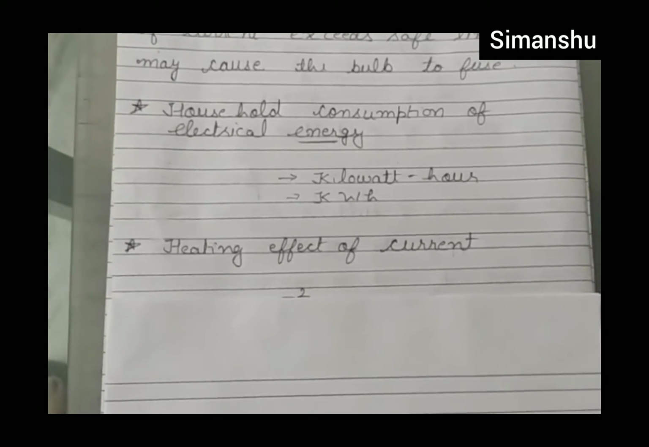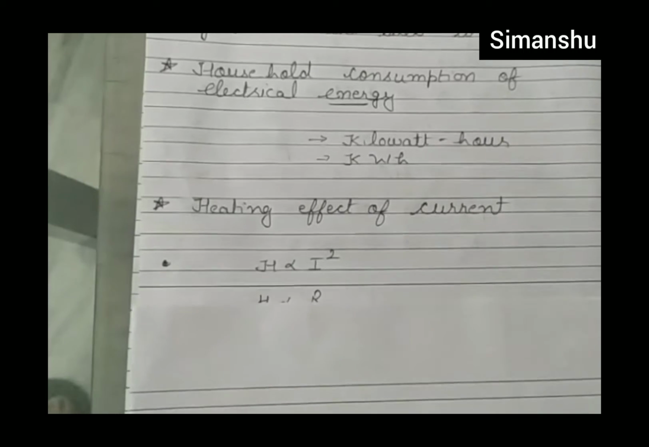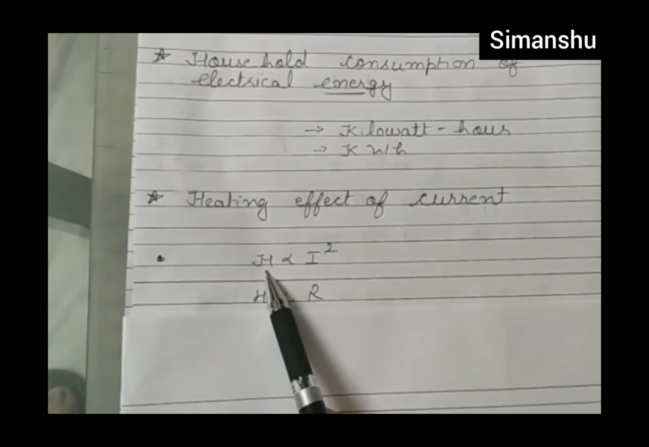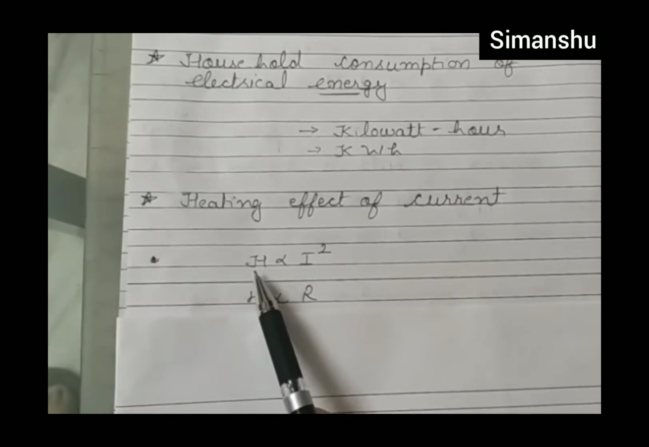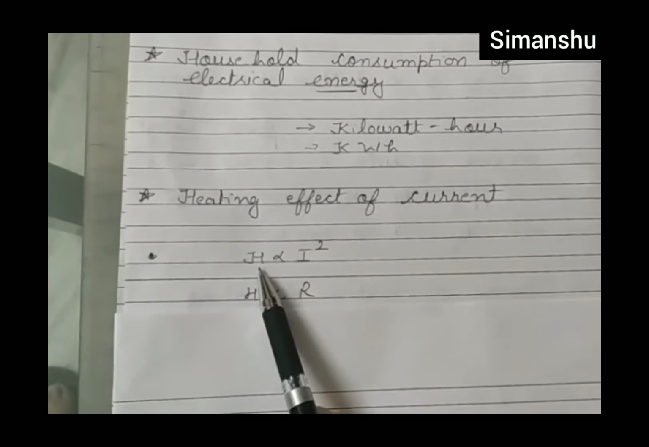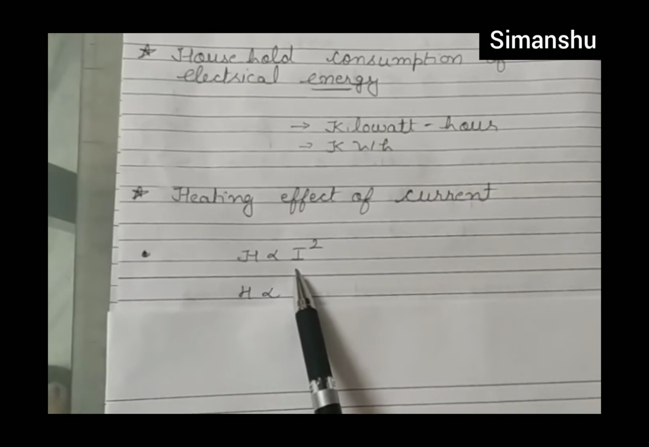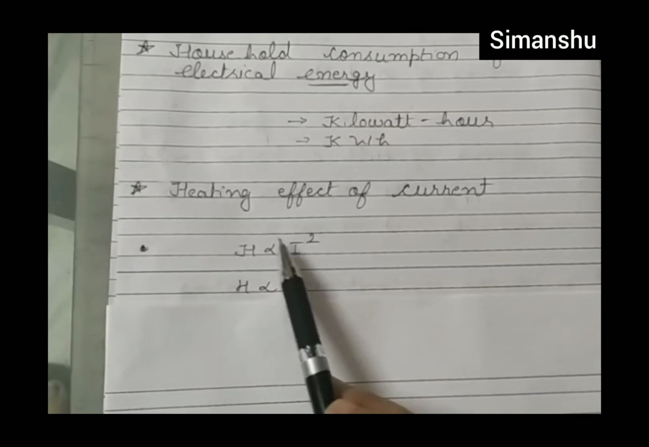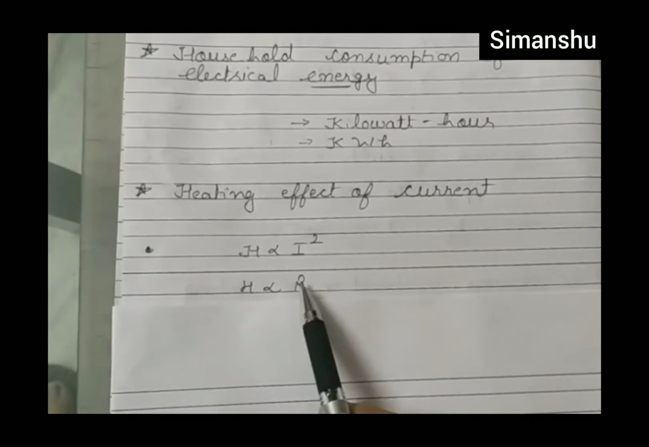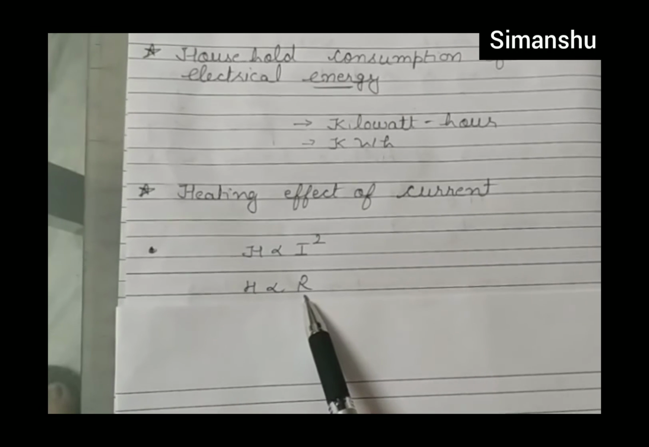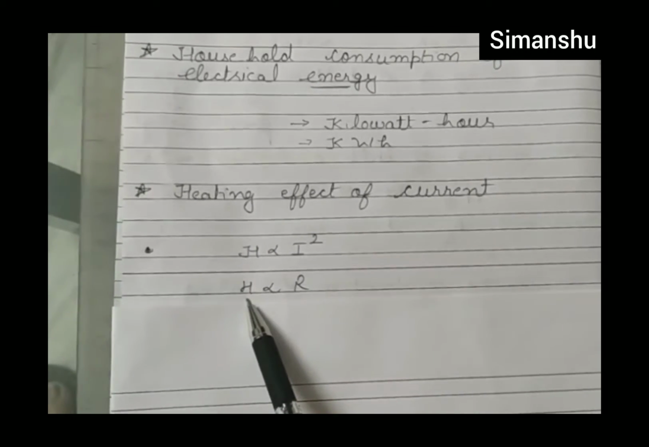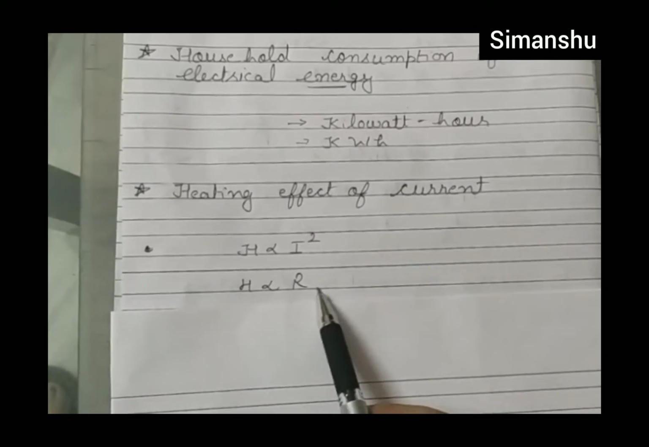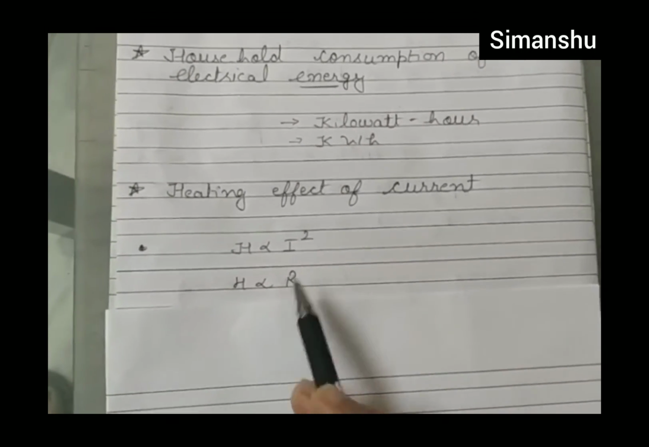Why? Because of the resistance offered by the positive ions within the conductors used in it. So let us derive an expression for it. The more the flow of current, the more the heating effect. Means the heating effect is directly related to the square of current. Okay, if more current is flowing, it can cause a high heating effect. Second thing, the more the resistance of the conductor, the more the heating effect. So if you increase the resistance of the conductor, you can also get more heating effect.